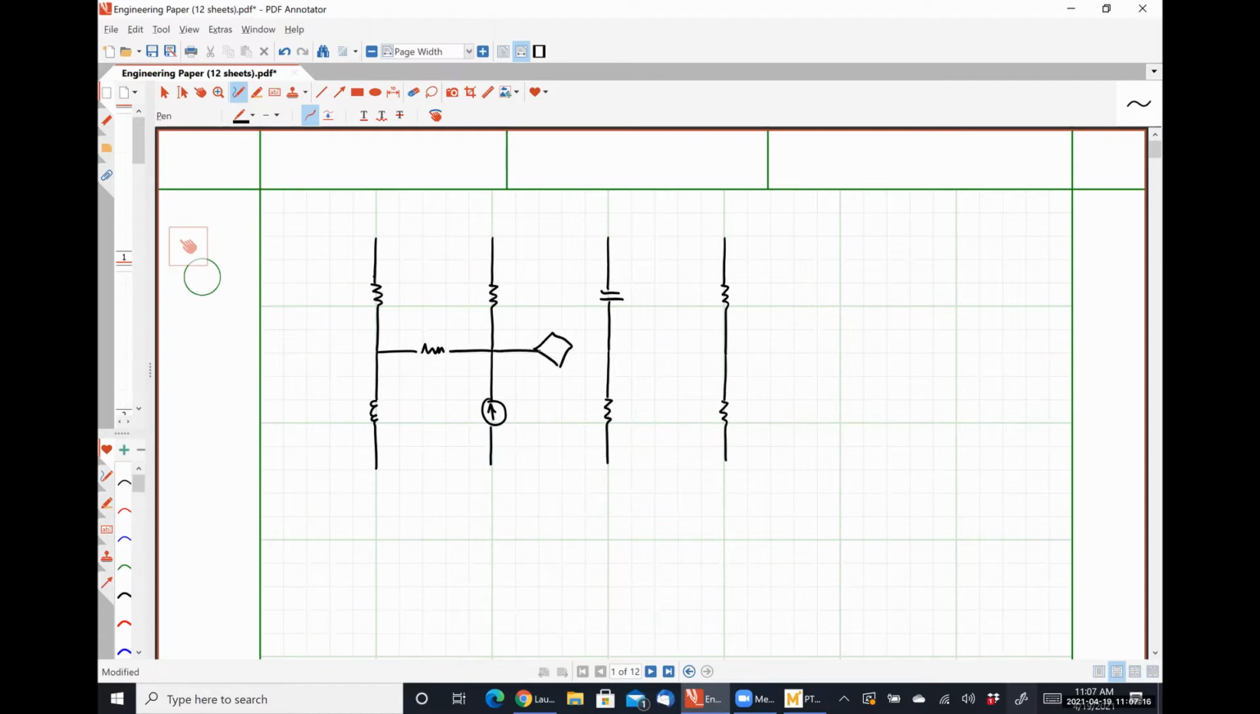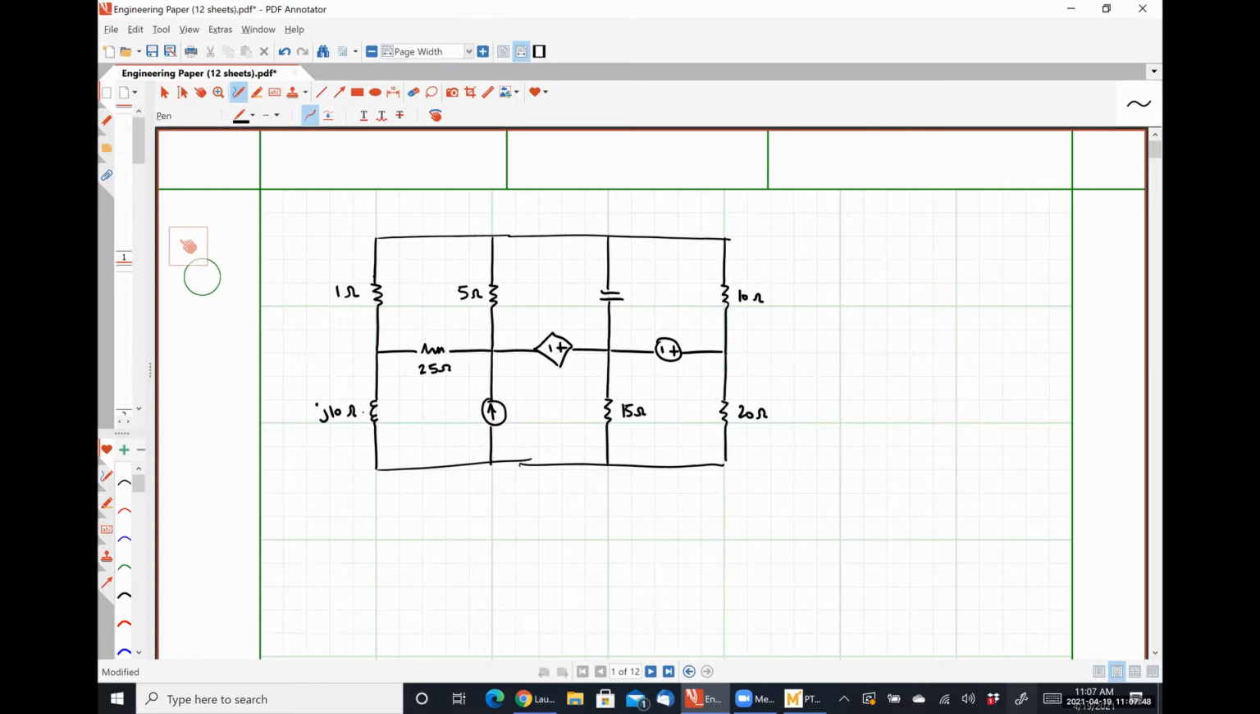I'm going to throw a dependent source in there just to make it extra awful. And let me assign some values. 1, 5, 10, 20, 15, 25, J10, minus J20. Let's make this 3 angle 0 degrees amps.